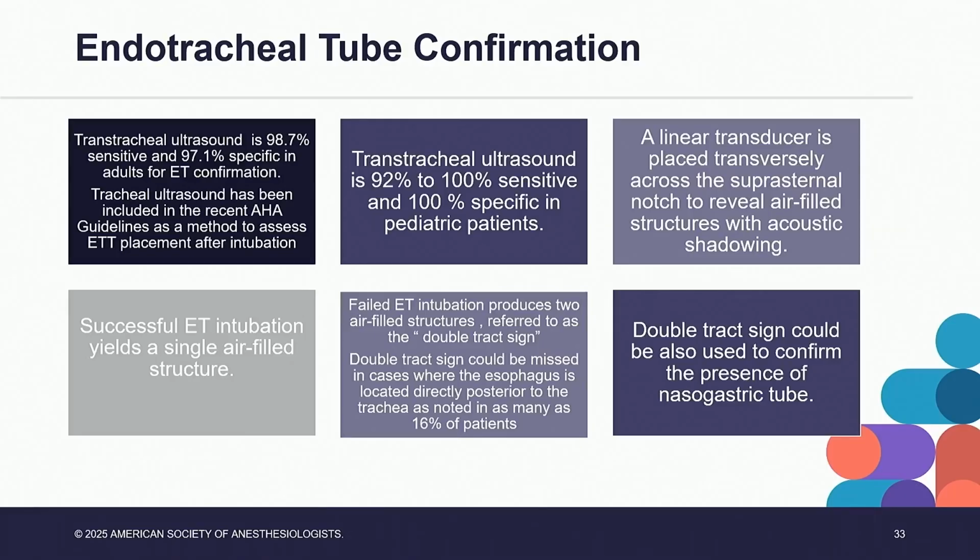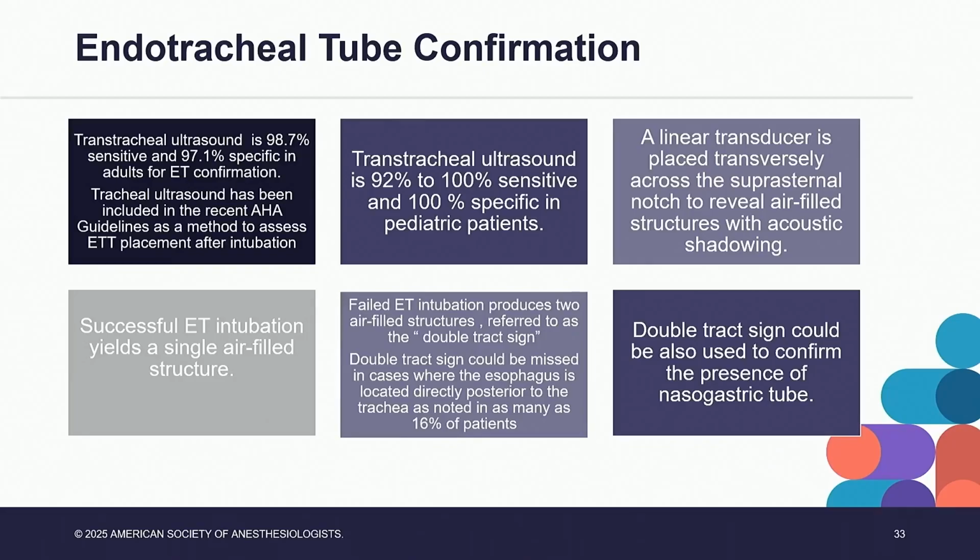If you would like to do that, place the linear transducer transversely across the suprasternal notch to reveal the air-filled structure with acoustic shadowing. Successful endotracheal intubation yields what we call a single air-filled structure. Failed endotracheal intubation produces two air-filled structures, revealing a double track sign.